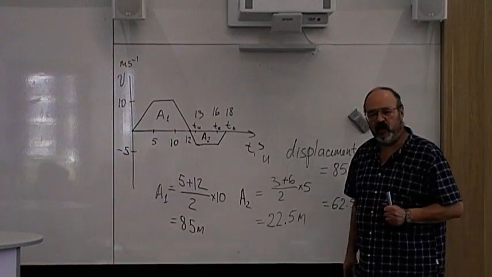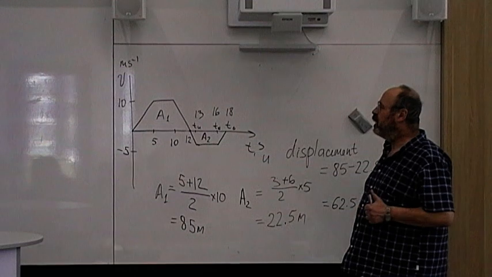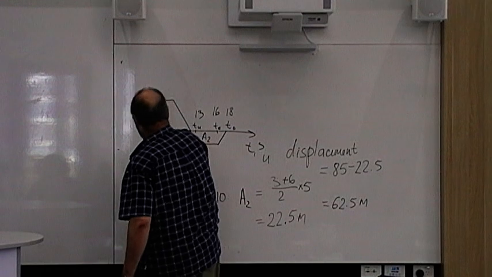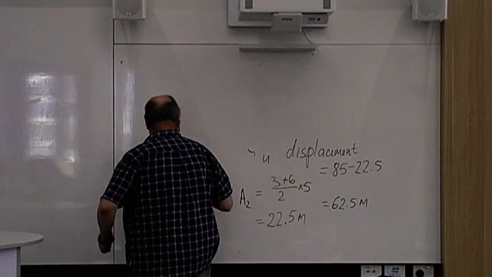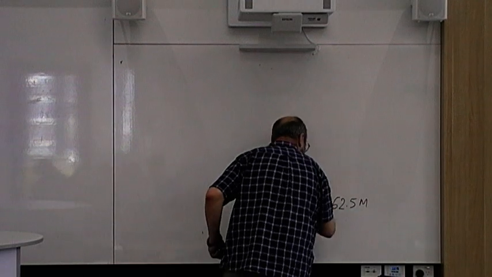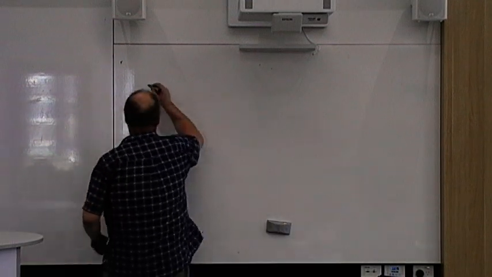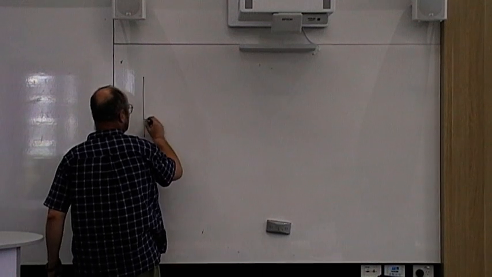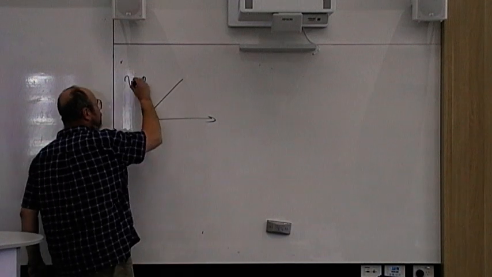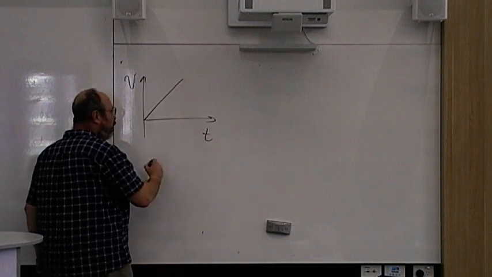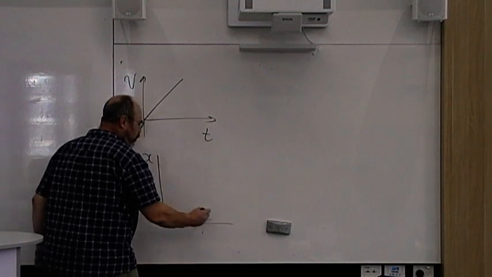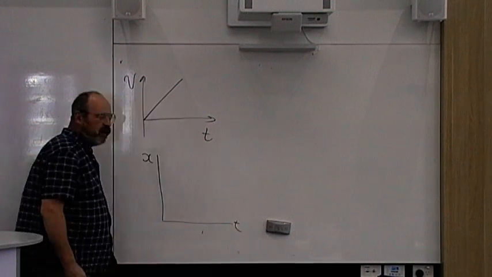Now, one more, the last thing about graphing. What will it be if we have a graph of the velocity against time that looks like this? You start from 0 and move like this, velocity against time. What will be the graph of the position against time? How will it look?